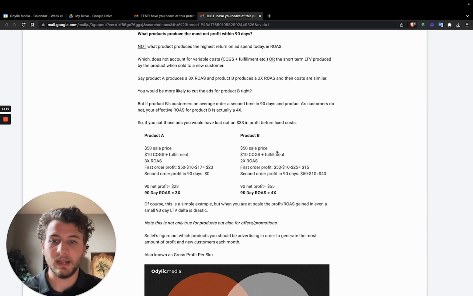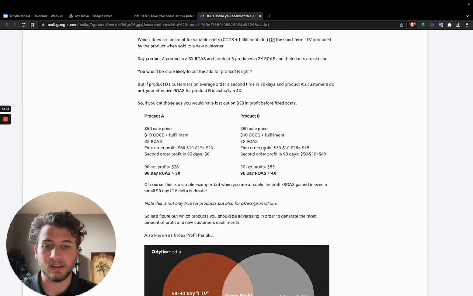Because in this case, if product B's customers, on average, order a second time in 90 days, and product A's customers do not order a second time in 90 days, your effective ROAS for product B is actually a 4x. So that 4x, of course, beats the 3x and is way higher than we thought initially at that 2x return for product B. So why does this happen, right?